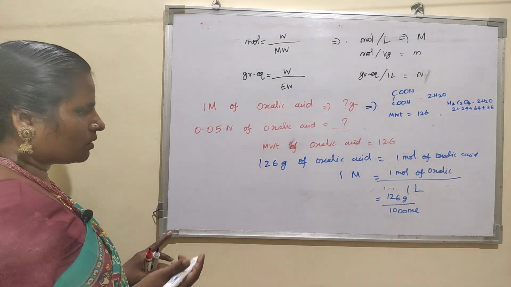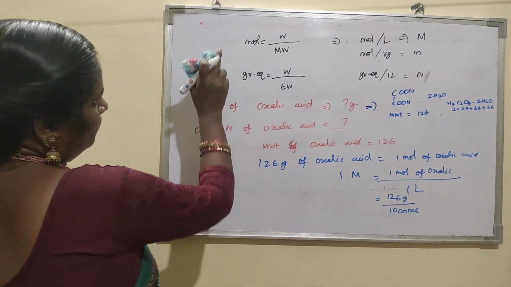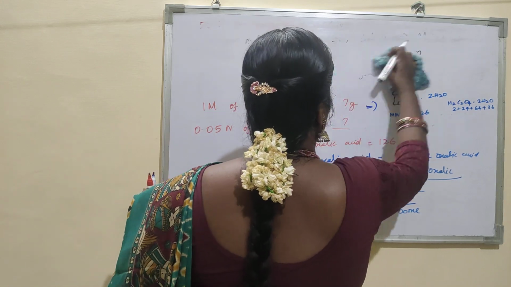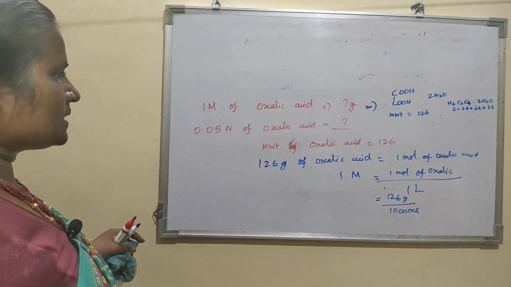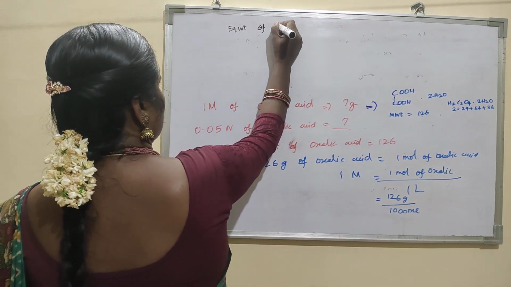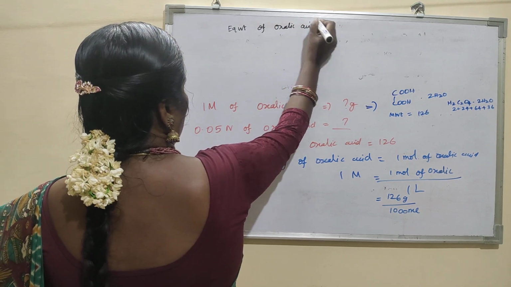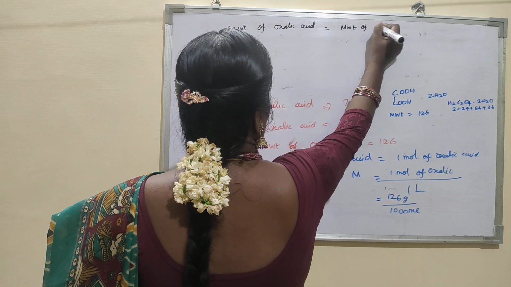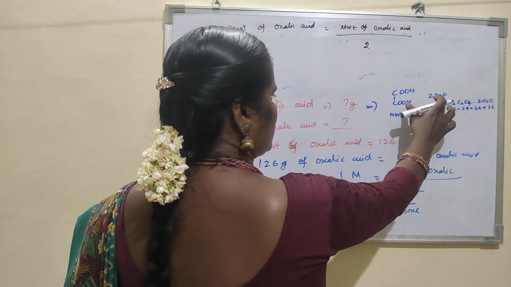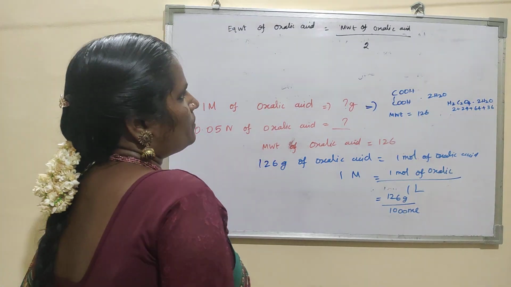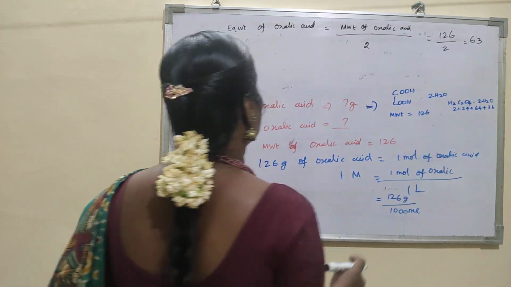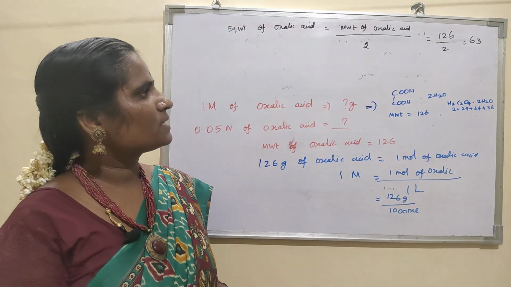First we will calculate what is 0.5 normal. As I said, oxalic acid is a diprotic acid. So the equivalent weight of oxalic acid equals the molecular weight divided by 2, because it has 2 replaceable protons. The water of hydration is not counted. So 126 by 2, we get 63. The equivalent weight of oxalic acid is 63.